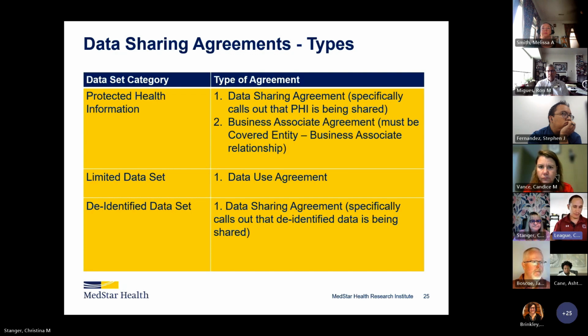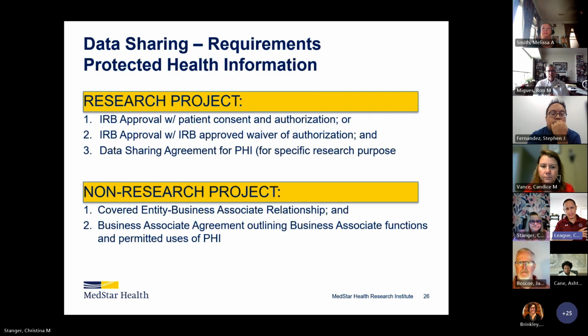And then the last agreement type is a data sharing agreement as well. Same as if you're sharing PHI, but this one for de-identified data specifically calls out the data is de-identified, so it's not considered PHI. You can go to the next slide, Tina.